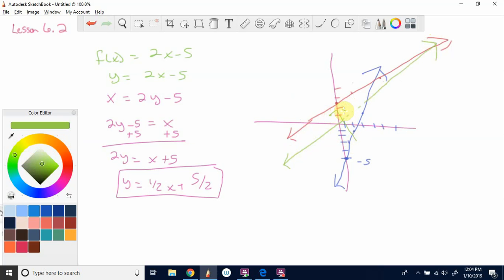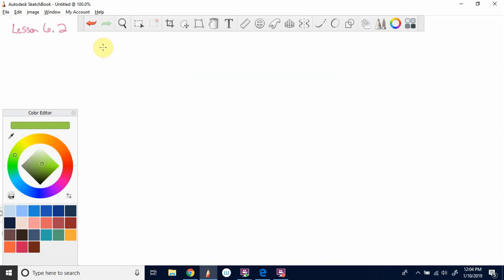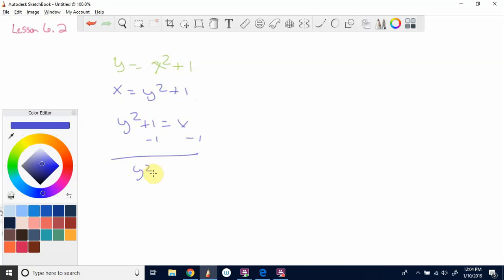Okay, so let's try B. So B says, I'm just going to go ahead and write y equals x squared plus 1. So we're going to swap and say x equals y squared plus 1. Again, I'm going to do y squared plus 1 equals x, minus 1 minus 1. y squared equals x minus 1. We take the square root, so when we're solving, we get y equals plus or minus the square root of x minus 1.